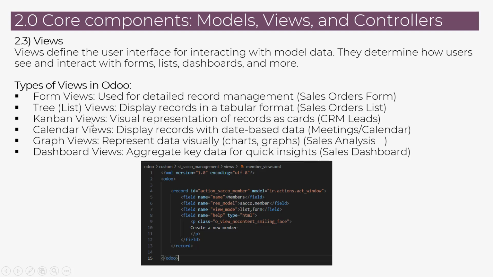There is the Kanban view, which is a visual representation of records as cards, for example, the CRM leads. Calendar views display records with date-based data, for example the meetings or the calendar. Graph views represent data visually through charts or graphs, for example the sales analysis. Then there is the dashboard view, which aggregates key data for quick insights, for example the sales dashboard.